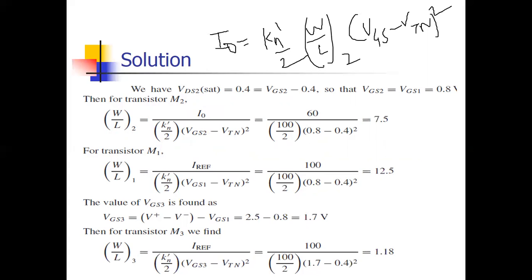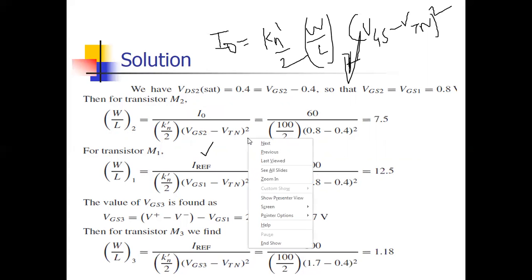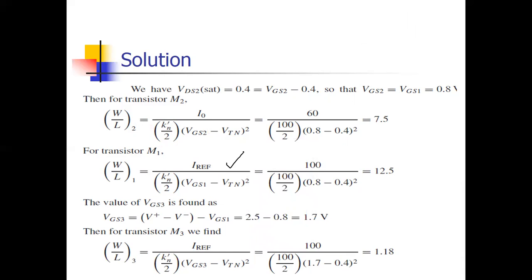Now for the first transistor, this will be 1. Kn dash is the same for all the transistors, so 100 by 2. But for the first transistor, what is the difference? We are taking I reference for the first transistor. For the first transistor, the current will be I reference. For the second transistor, the current will be I naught. But for the third transistor, your VGS3 will be different.